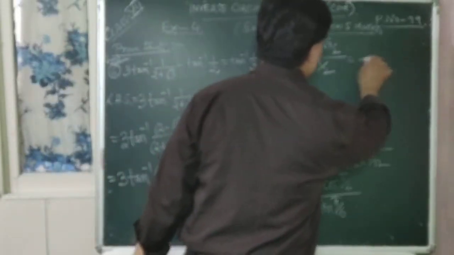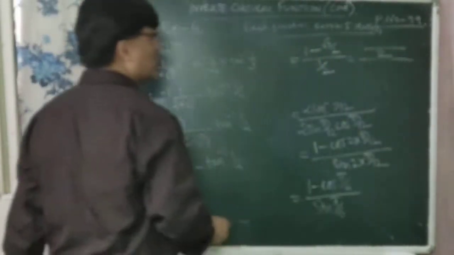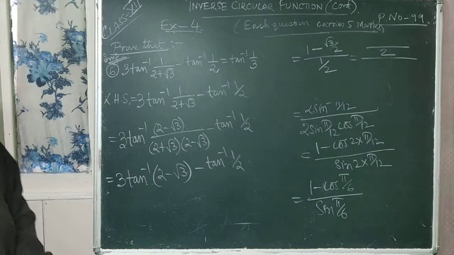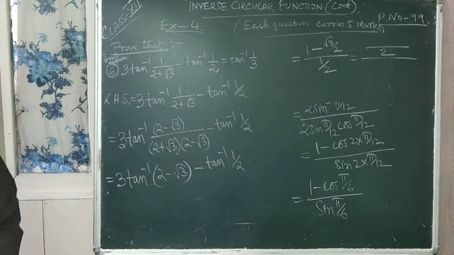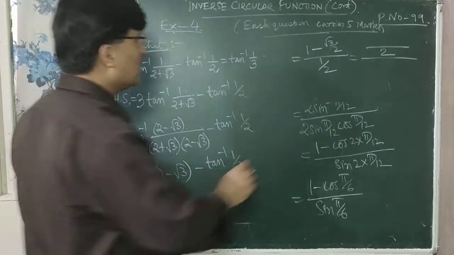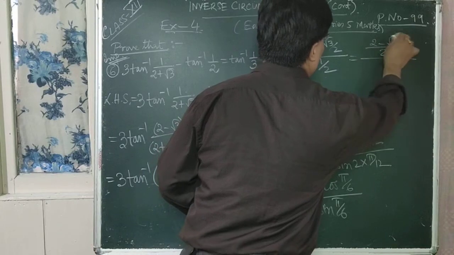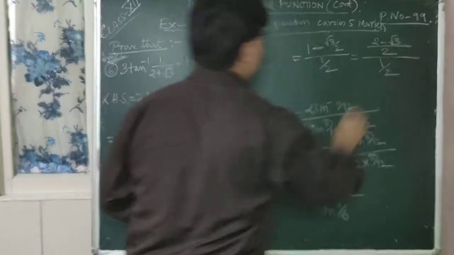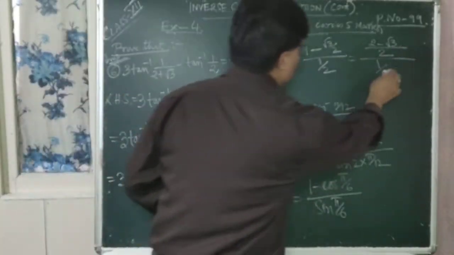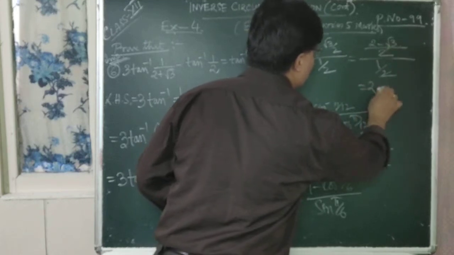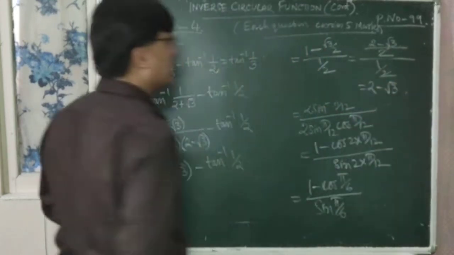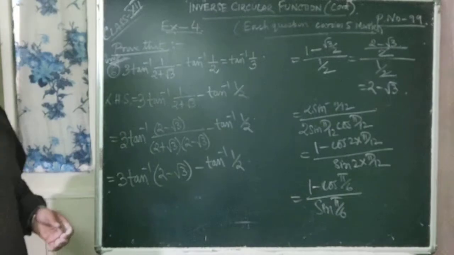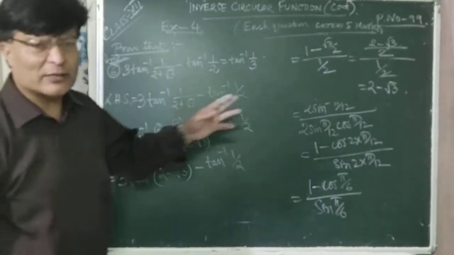So which is equal to, what's the LCM in the numerator? That is 2, right? 2 is the LCM in the numerator. So it is 2 minus root 3, and then it is half in the denominator. So your 2 gets cancelled. So what do we get? 2 minus root 3. So tan of which angle is 2 minus root 3?